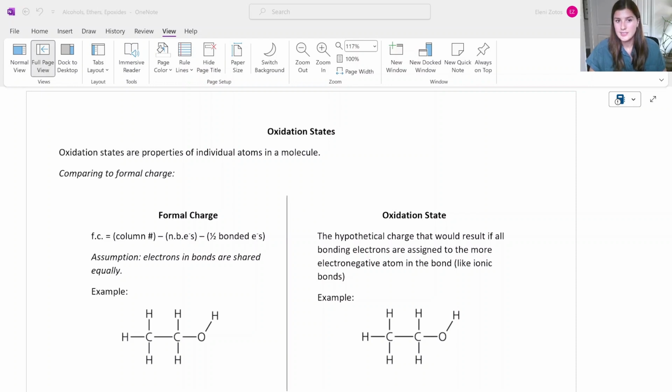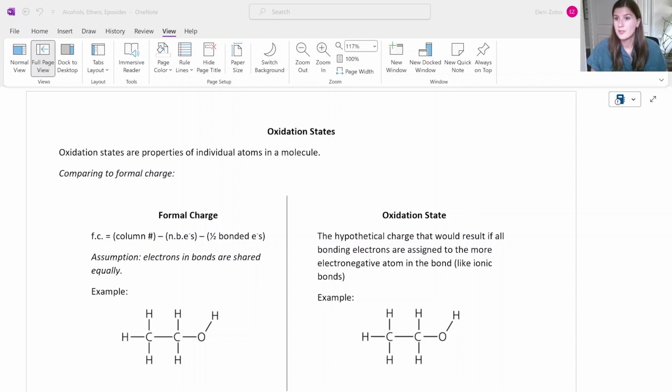So oxidation states, this is a property of an individual atom in a molecule. It's similar to formal charge, but it's different. Both formal charge and oxidation states are useful in describing properties of atoms in molecules. They are just calculated a little bit differently.